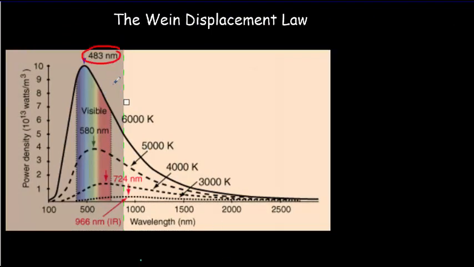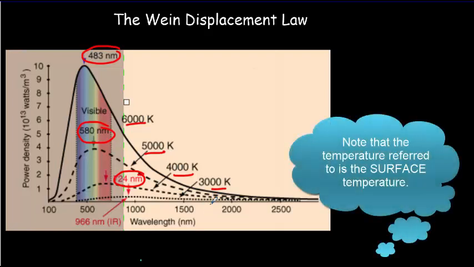One of the key features of the blackbody radiation curve that I wanted you to notice was that as we decrease temperature, if we go say from 6,000 to 5,000, the peak wavelength becomes larger, and it keeps getting larger and larger as we go to lower and lower temperatures. And it turns out there's a mathematical relationship between that peak wavelength and the temperature of our glowing body. And that relationship is called the Wien Displacement Law.